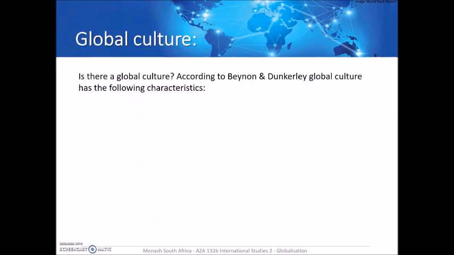Now, looking at global culture, is there a global culture, right? According to Bainon and Dunkerley, you have a reading of the two in your readings, they argue that global culture does exist and that it has the following characteristics. They argue that global culture does not have an ethnic core in comparison to local culture, right? So there's not a core of values, of ways of doing things that everybody agrees to or that everybody shares.